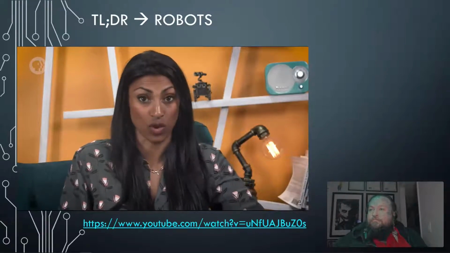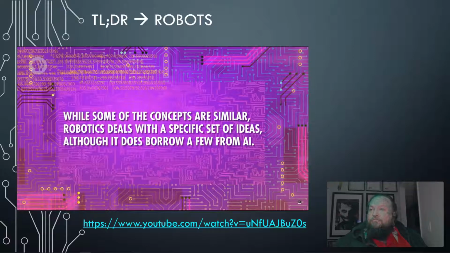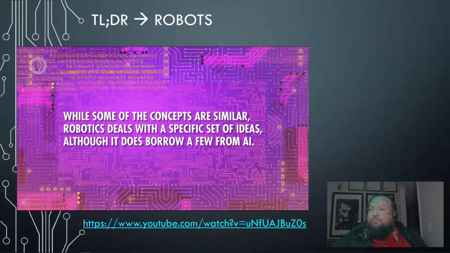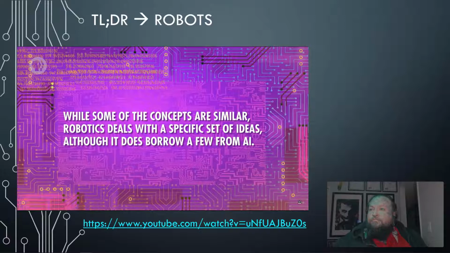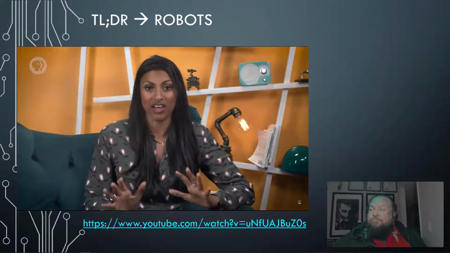There's also a difference between robotics and artificial intelligence, or AI, which people sometimes confuse. While some of the concepts are similar, robotics deals with a specific set of ideas, although it does borrow a few from AI. AI deals broadly with the goal of automating decision-making for complex tasks, the kind you can't write a simple set of rules for. That could be everything from playing chess to driving cars. Right now, AI systems tend to have very narrow goals, but the holy grail of AI is to develop a system that can make intelligent decisions about any sort of task using different sources of information.